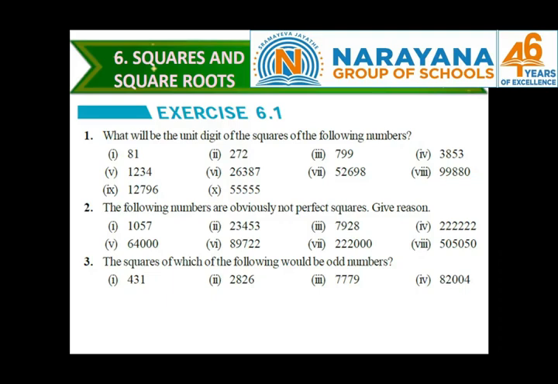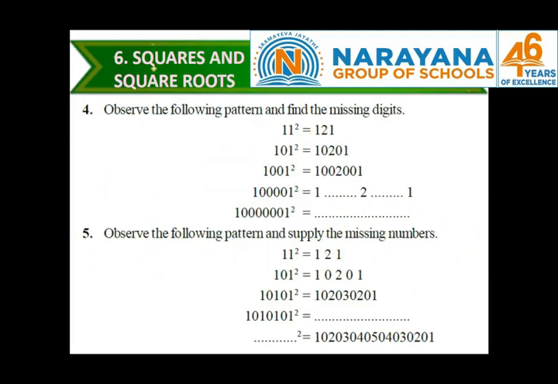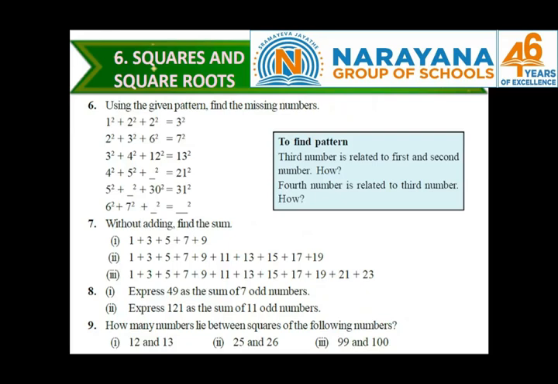Third one: the square of which of the following will be odd numbers. We know the square of odd is odd, the square of even is even. Questions 4 and 5 depend on the patterns. You already learned 4 patterns. We can solve this problem easily by using the patterns. The sixth one is also a pattern.